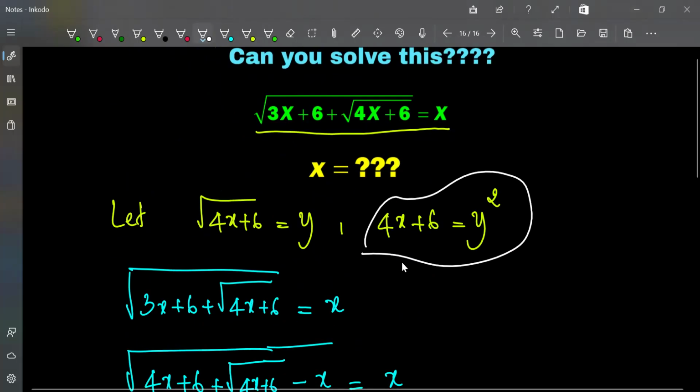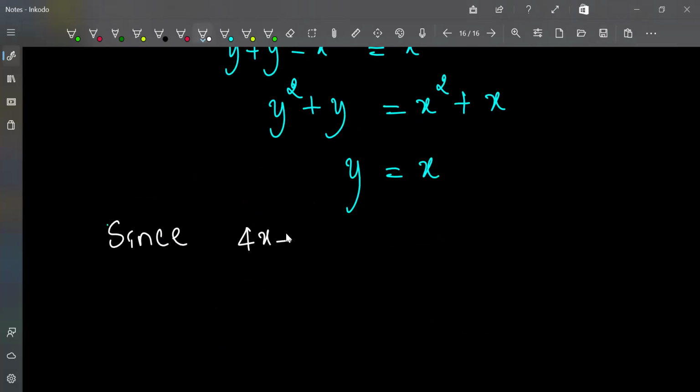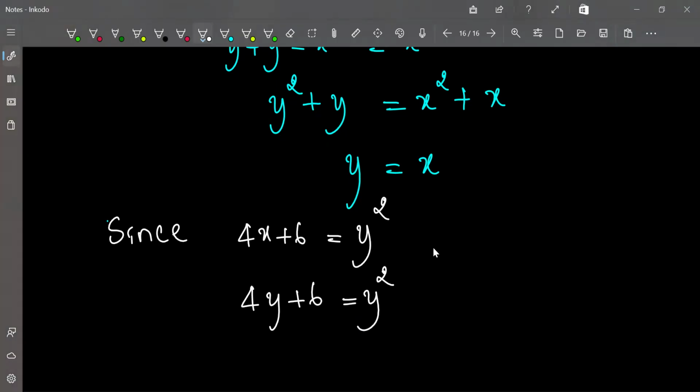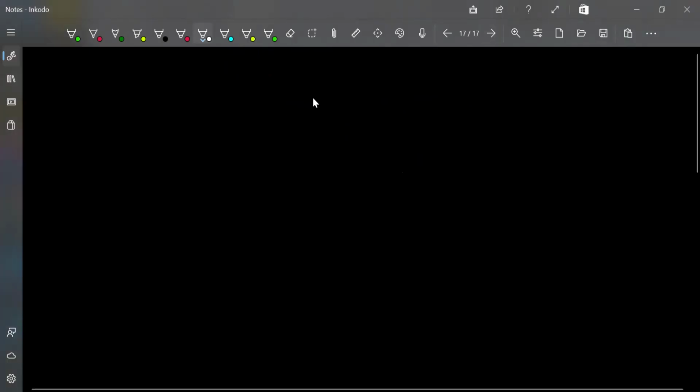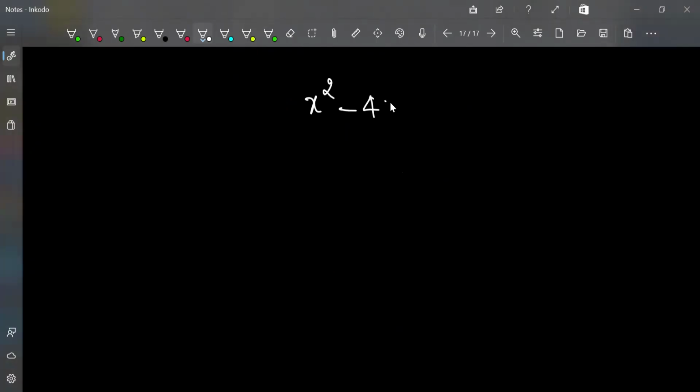4x plus 6 equal to y squared. But x is equal to y, so I replace y by x. Then we can write it as 4x plus 6 equal to x squared. Okay, because we want to find the value of x. So the equation becomes x squared minus 4x minus 6 equal to 0.